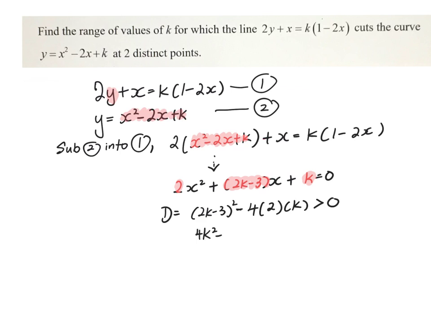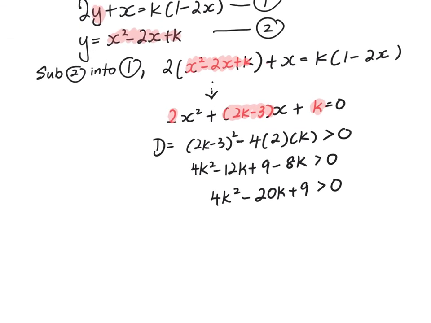All right, just open this up. You have 4k squared minus 12k plus 9 minus 8k, greater than 0. So you have a total of 4k squared minus 20k plus 9 greater than 0. You can just factorize it. This is (2k minus 1)(2k minus 9) greater than 0. k is less than half, or k is more than 4.5.